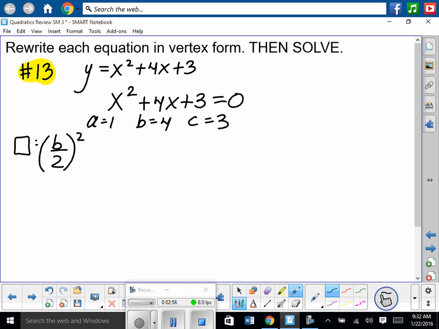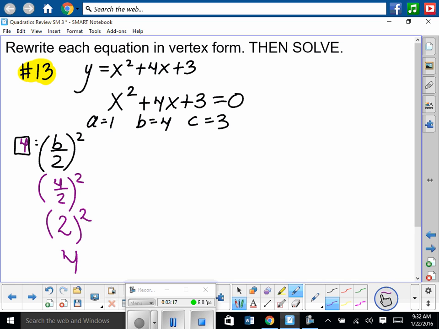Now we always showed our work with this because remember, it helps you because there's a trick. You can use your work to factor much quicker. So my b value is 4. So I'm doing (4 divided by 2) squared. If you show your work, you're going to be able to use it. So 4 divided by 2 is 2, squared, which is 4. So our square is 4.